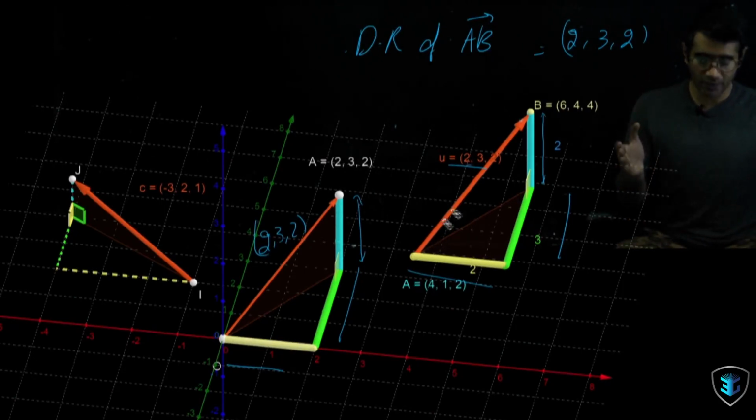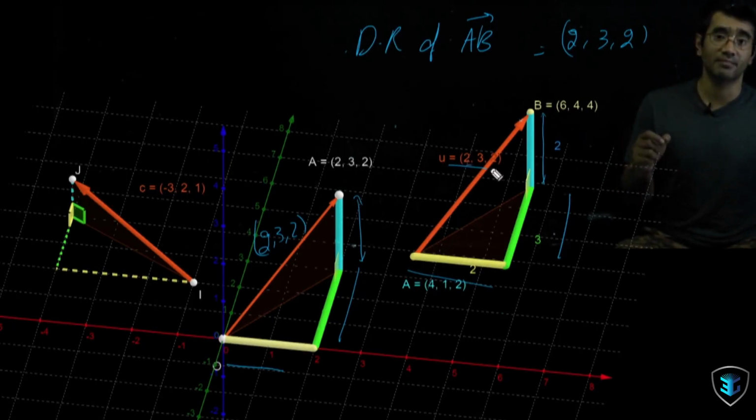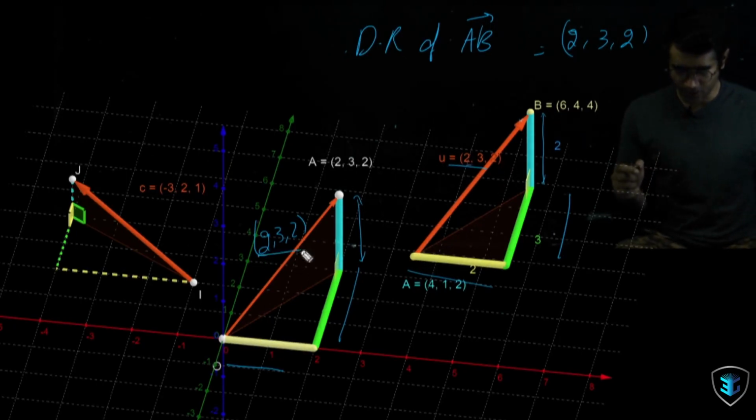Now I can say equal, why? Because their length is also the same and the direction is the same, and the direction ratios are exactly equal. So I can say these two are equal vectors. That is, vector OA is actually equal to the vector AB, because their direction ratios are the same.